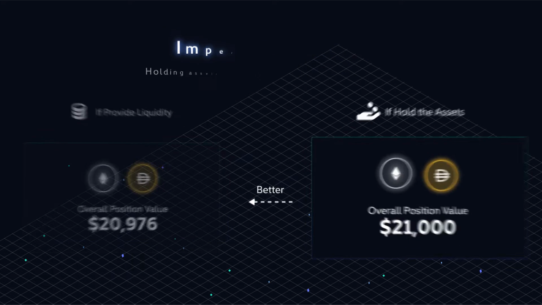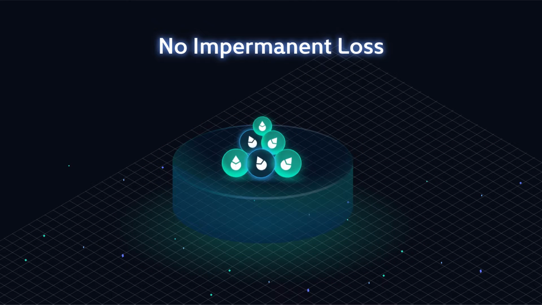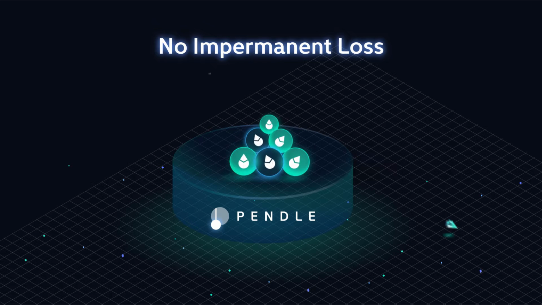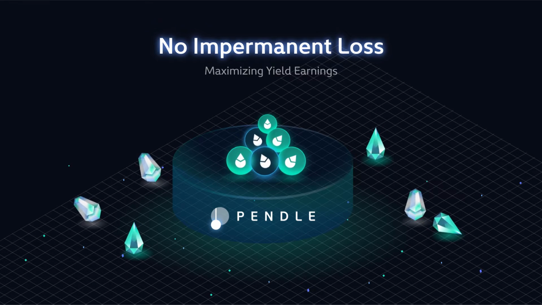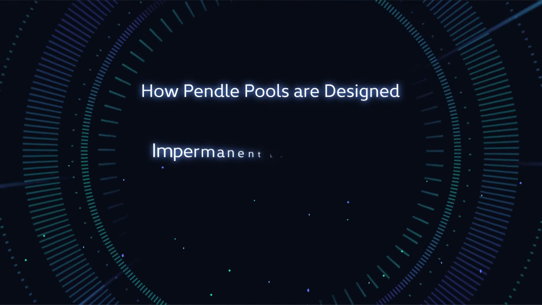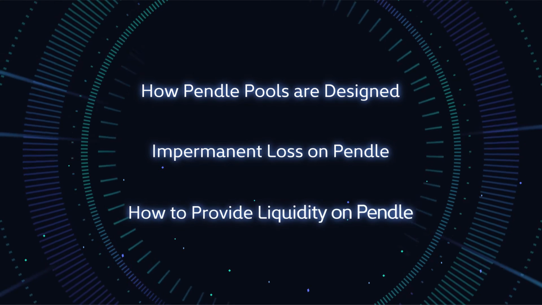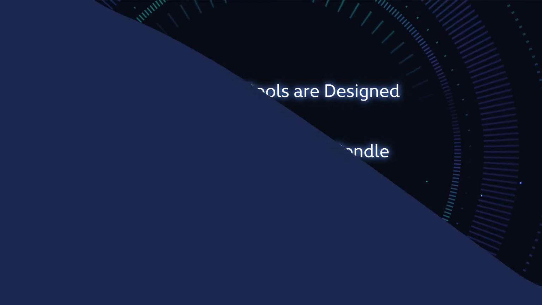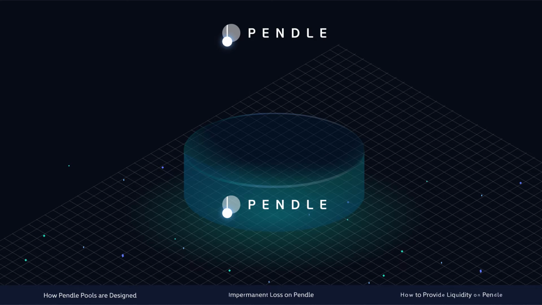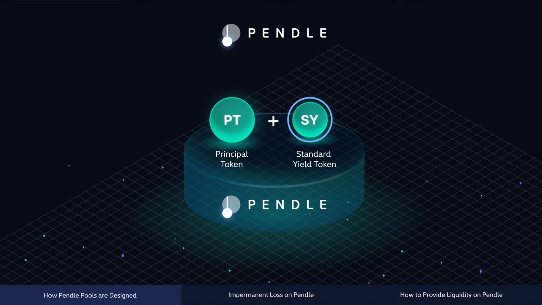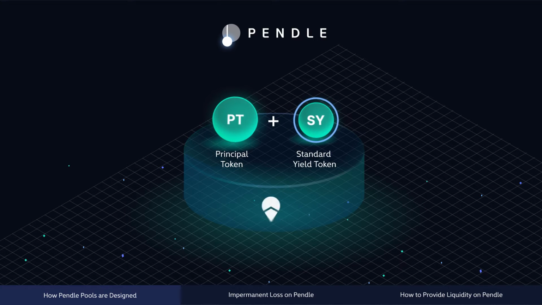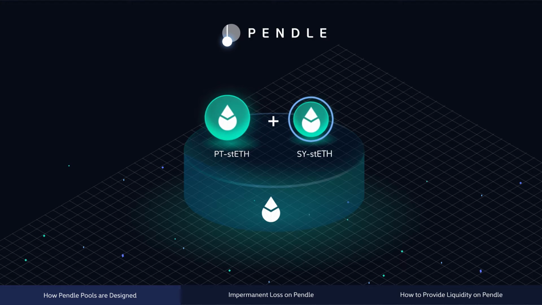liquidity to a pool. However, unlike other liquidity pools, Pendle's liquidity pools are designed with no impermanent loss for liquidity providers, while maximizing their yield earnings. In this video, we'll talk about how Pendle pools are designed, impermanent loss on Pendle, and how to provide liquidity on Pendle. Pendle liquidity pools are made up of two types of assets: principal tokens, PT, and standard yield tokens, SY. For example, an stETH pool on Pendle will consist of PT-stETH and SY-stETH.